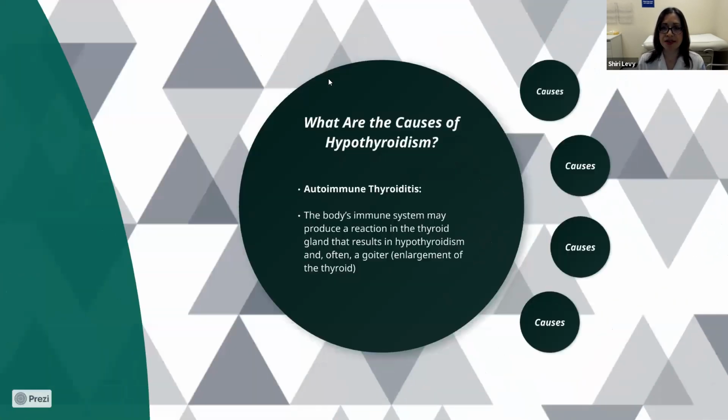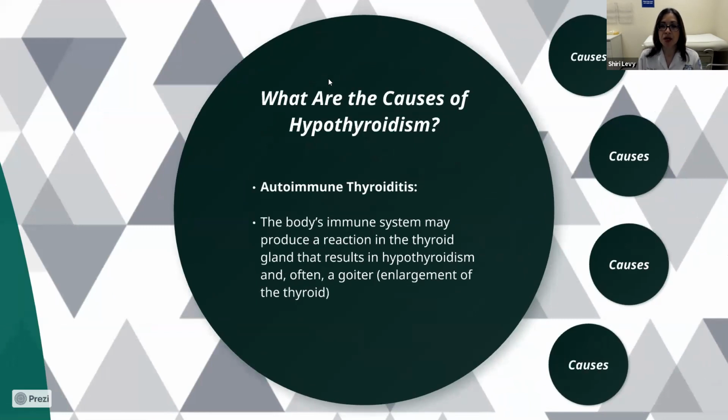So what are the causes of hypothyroidism? Some of the ones that I see regularly in the clinic is autoimmune thyroiditis. Autoimmune thyroiditis is interesting. It's the body's own immune system producing a reaction to the thyroid gland, and your thyroid cells can be affected, sometimes permanently destroyed, sometimes not. In compensation for that, the thyroid grows to try to produce more thyroid hormone.